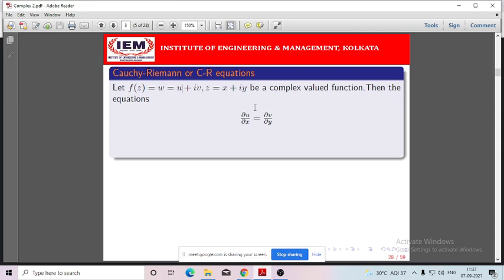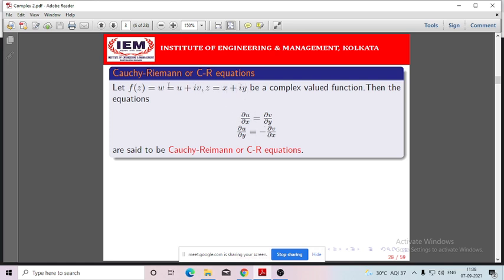So if f(z) is a function whose real part is u and imaginary part v, and the independent variable z has real part x and imaginary part y, and if the four partial derivatives satisfy these equations, that means the partial derivative of u with respect to x will be the same as the partial derivative of v with respect to y, and the partial derivative of u with respect to y will be minus the partial derivative of v with respect to x.